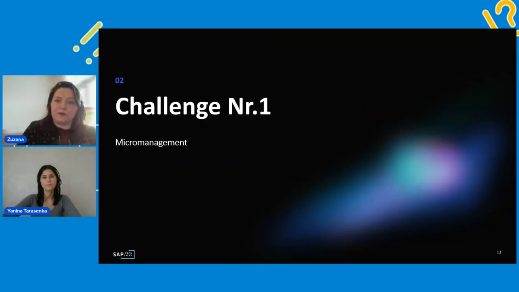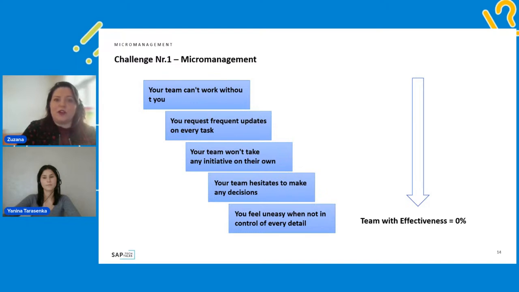First one, micromanagement. I will share with you a recipe for how to make a team ineffective. So let's use a little bit of irony. First, the team cannot work without you. As a lead, you are always needed. You also request updates on every task. Next step, your team won't take any initiative on their own. The team hesitates to make any kind of decisions. They are afraid to make something wrong, afraid of making any mistake. And of course, you feel uneasy when you are not in control of every detail. And now you reached level 0% of effectiveness and 100% of micromanagement.